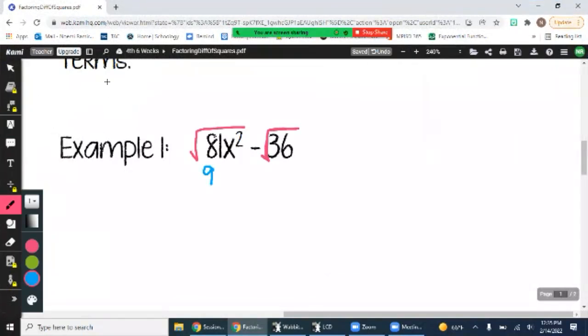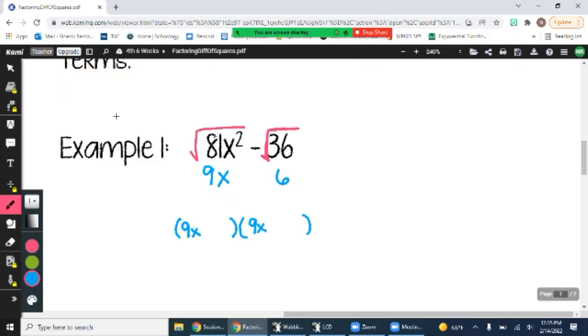What is the square root of x squared? X. And what is the square root of 36? 6. Okay. Once you find the square root of both of those, you are now able to set up your two binomials with what term in the front? 9x. 9x is currently in the front, so 9x is going to stay in the front.